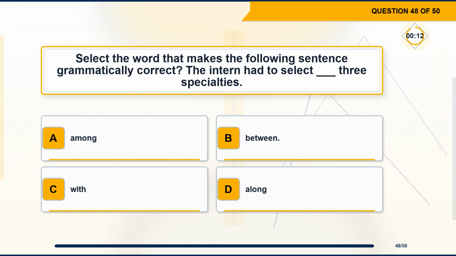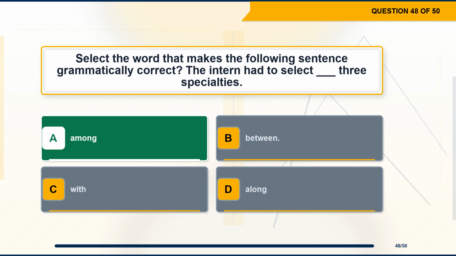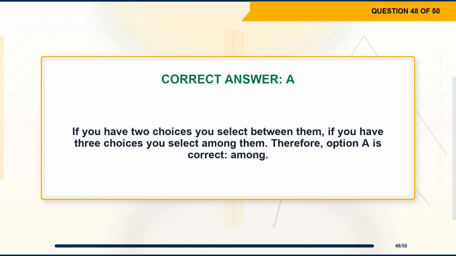Question 48. Select the word that makes the following sentence grammatically correct. The intern had to select blank 3 specialties. Option A, among. Option B, between. Option C, with. Option D, along. The correct answer is option A, among. Explanation: if you have 2 choices you select between them, if you have 3 choices you select among them. Therefore, option A is correct, among.